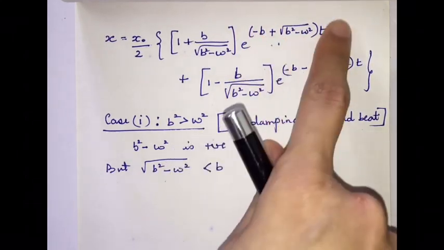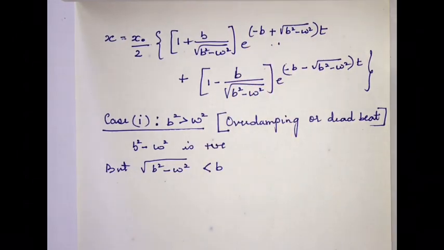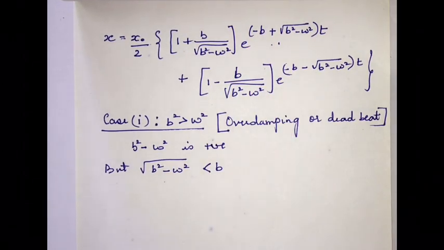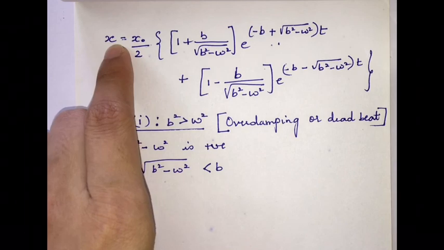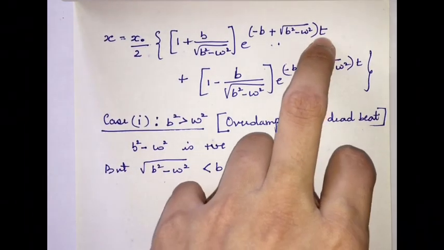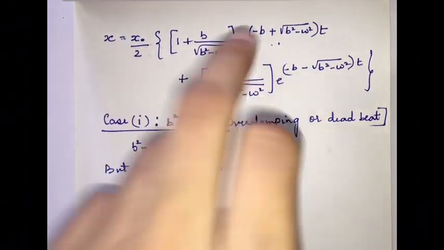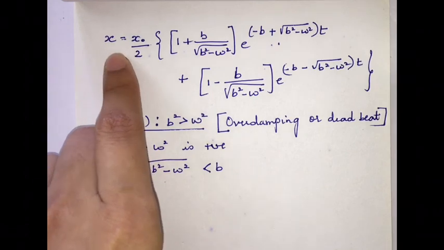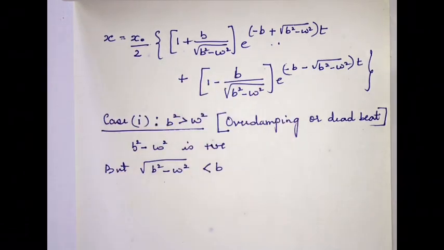E power of some negative value shows that there is an exponential decay of the displacement, that is x, with respect to time. So as time elapses, there is an exponential decrease in the value of x. The body, after passing through its maximum displacement, simply comes to its equilibrium position and rests there without undergoing any more oscillations. This case is called overdamped or deadbeat or aperiodic motion.